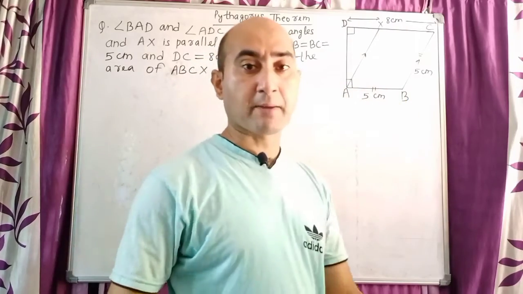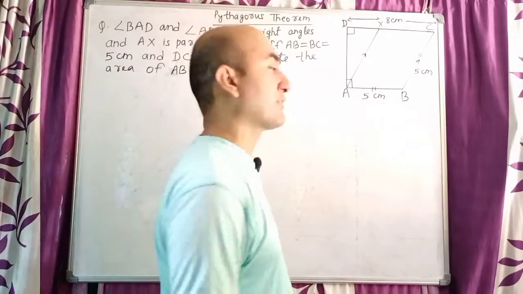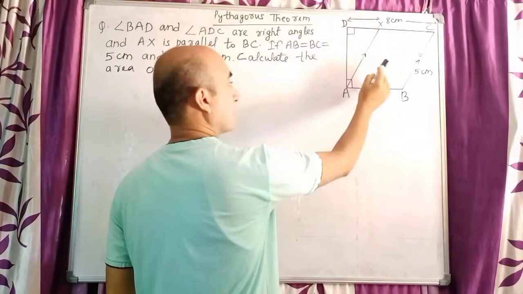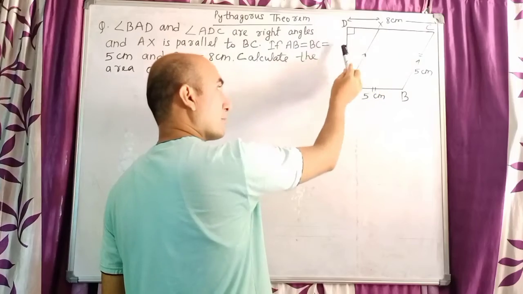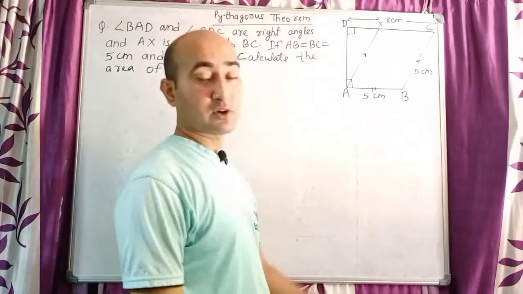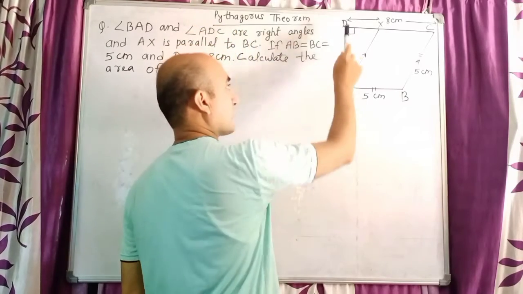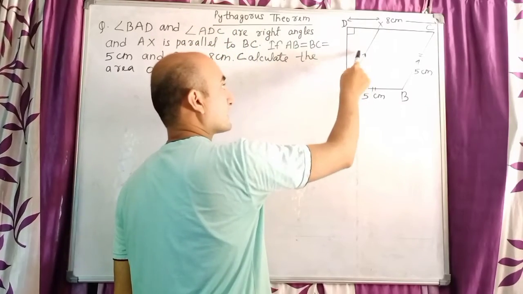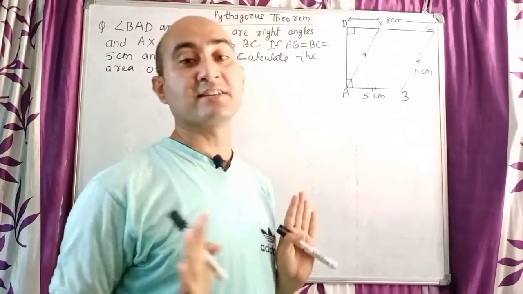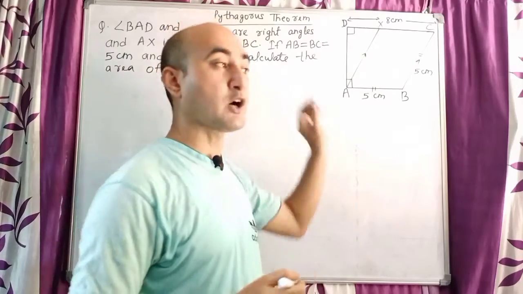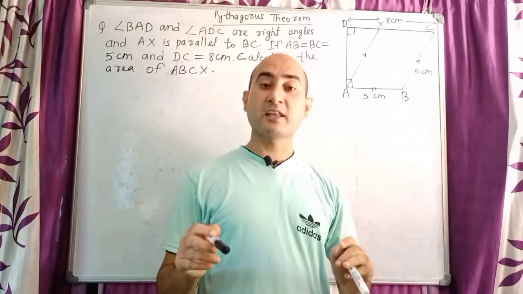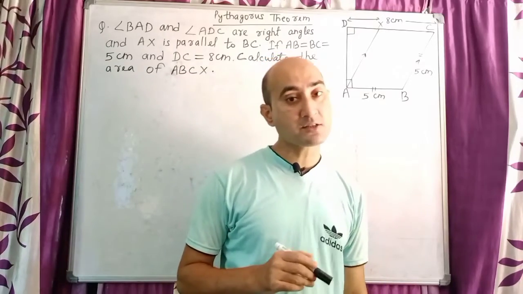So base value is 5 into height. Height is not given here. You see, this is the height. AD is the height of the rhombus. It is located outside the rhombus, but it is the height of the rhombus. The AD value is not given, and to find it I will take the help of this triangle, which is a right angled triangle. So indirectly it is related to Pythagoras theorem, because without height we cannot find the area of the rhombus, and to find it I have to use Pythagoras theorem.